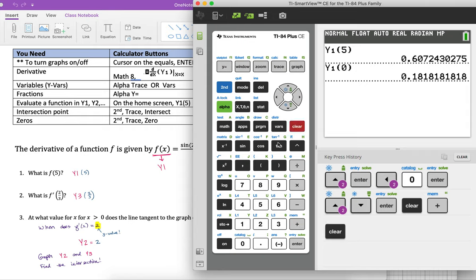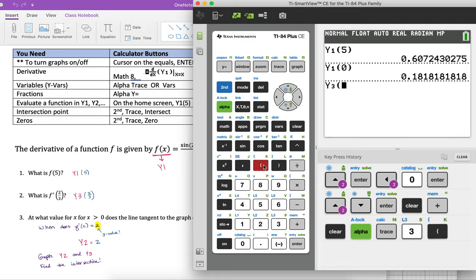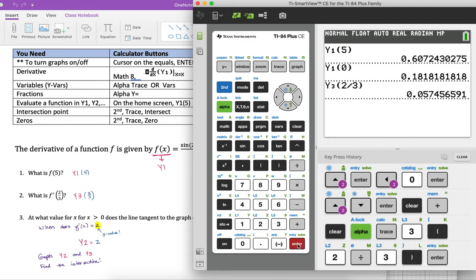What we really want now is the derivative at 2/3. So again, our derivative, remember, is in y3. So we're going to go to alpha trace, which gives us y1, y2, and 3 is y3, parentheses. Now, 2/3, you can write 2/3. You could do alpha y equals, but you really don't need to for the fraction at this point because it's just one simple thing. It's pretty easy. And you hit enter, and you should get, boom, the fraction.